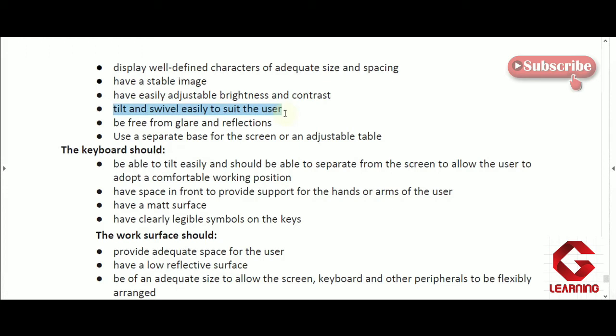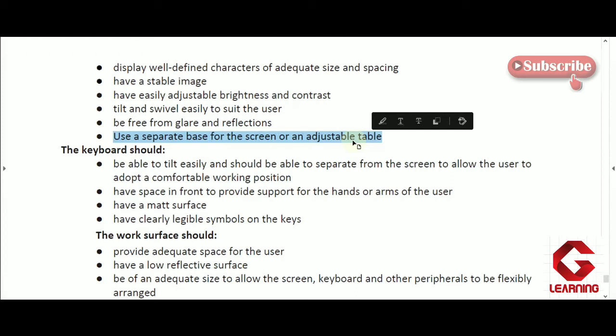So because of this, monitor should be such that user will be easily able to tilt it as per his body posture and can easily read text of the screen or see content of the screen. Next one is be free from glare and reflections. So actually there must be no glare and reflection from the screen, because this can damage eyesight of the user. So that's why monitor screen should be glare free as well as reflection free. So we can say that it should not be so much shining.